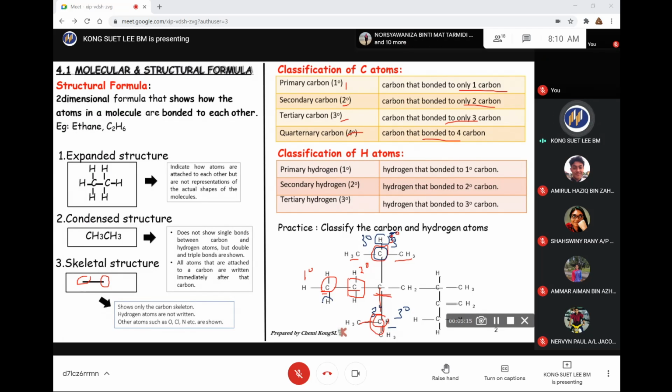For this one, 1, 2, 3. These 3 hydrogens are primary hydrogen. Why? Because this carbon is primary carbon. So clear? Any problem for the classification of carbon and hydrogen? Clear, madam. Okay, and then one important point.